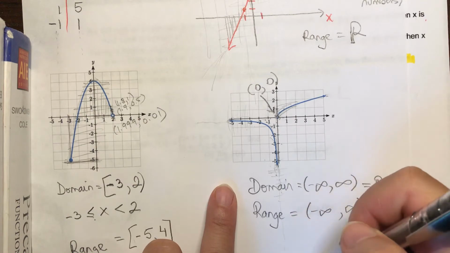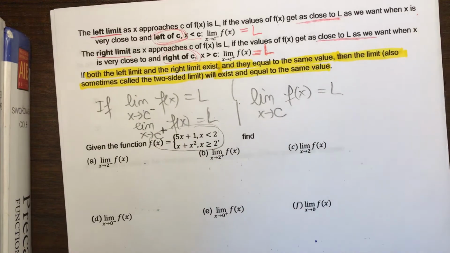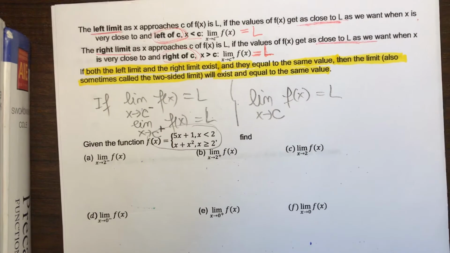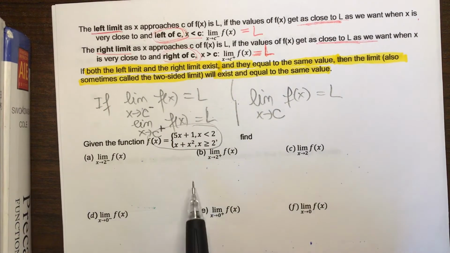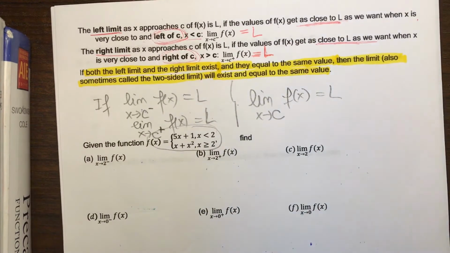Well, that would be negative infinity, yes, so it's not even a value. Okay, all right, so how would I do that without graphing this? Okay, so let's find a whole bunch of limits.